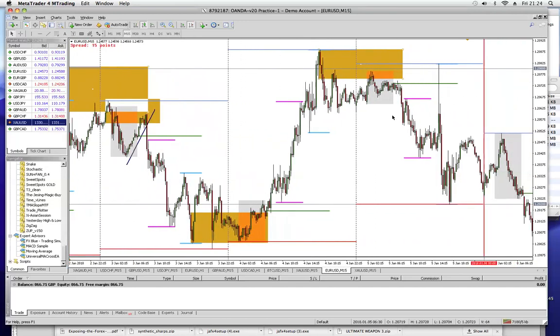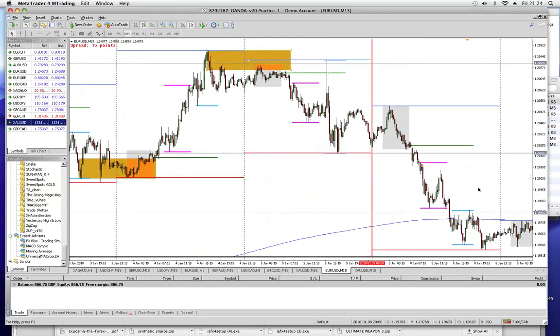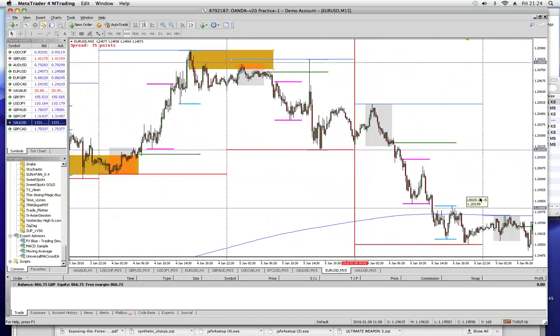Okay, so we've got Friday, we shouldn't trade, that's fine. So Monday, we don't trade. And then, okay, by London, we get a break of the low.